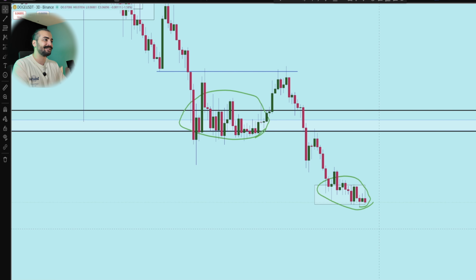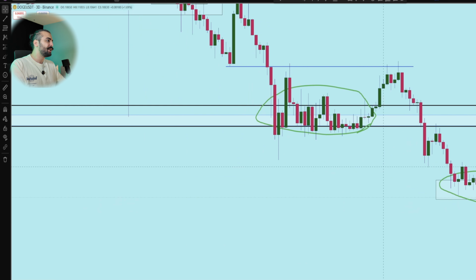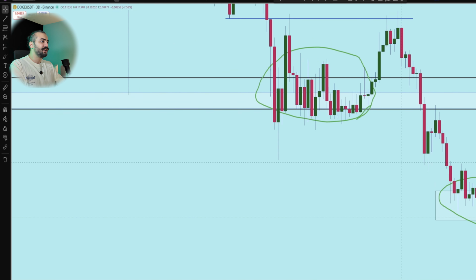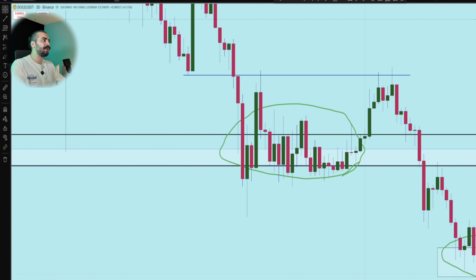What does liquidity mean? What does liquidity grab mean? What is all this jargon? I'm going to show you from the previous charts. You see that here we've had a lot of consolidations. We've had a lot of range here, but we've made one shadow all the way down here.